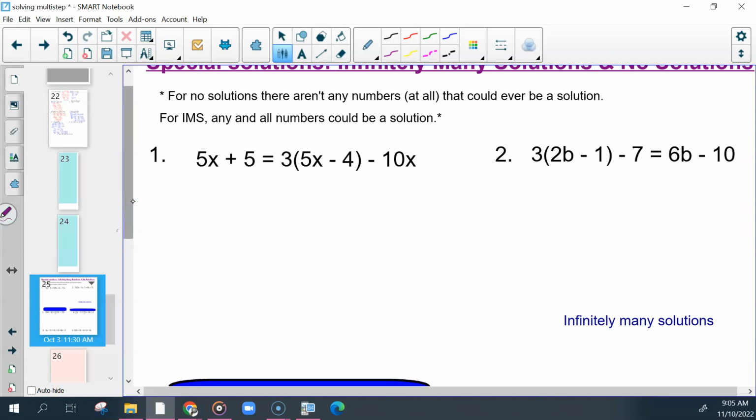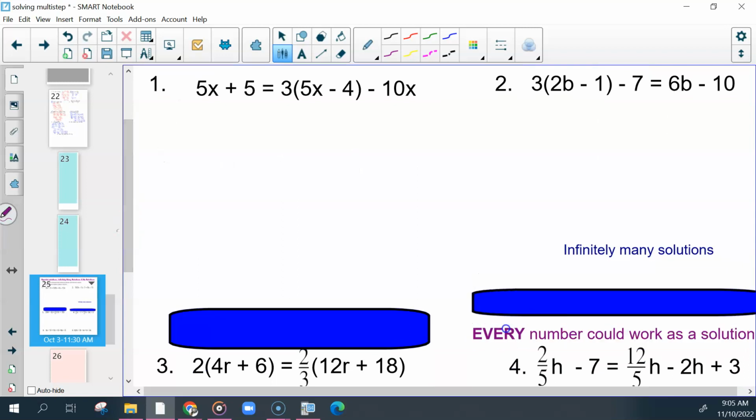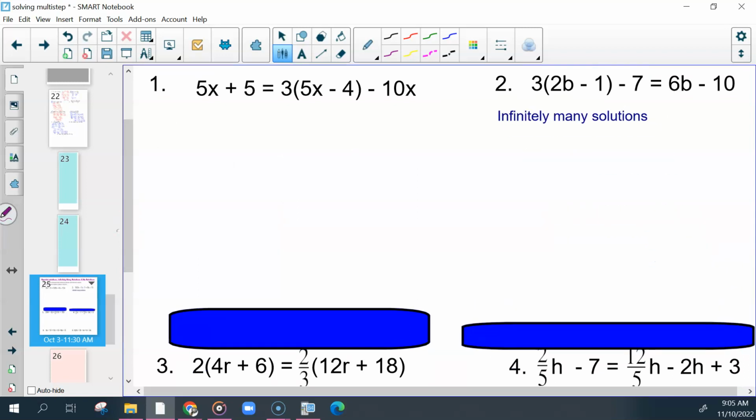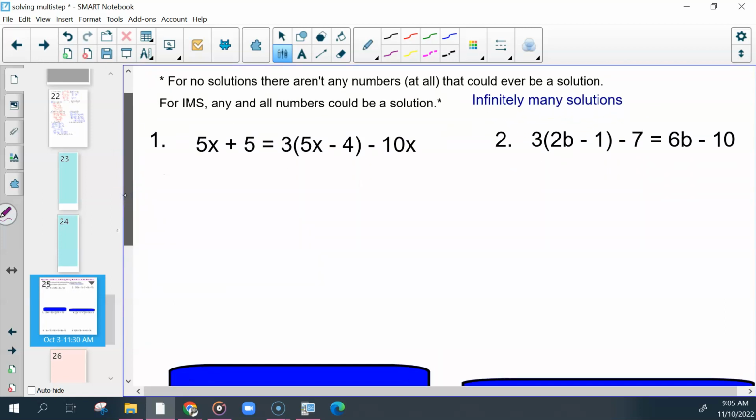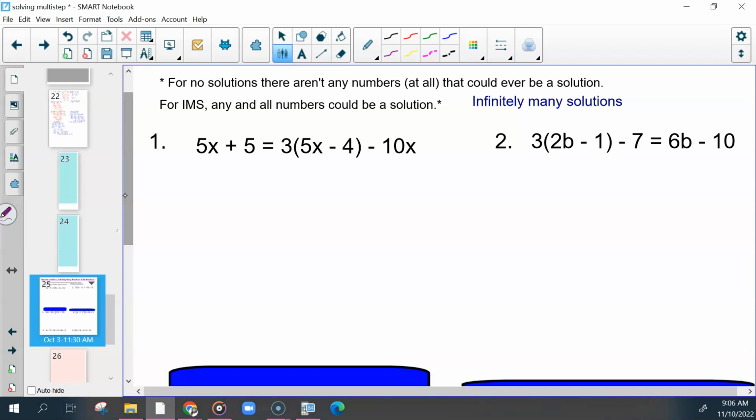This is a little different. So we're going to solve 1 and 2, and then see what happens. So for 1, start solving like normal. Distribute. What would we do next? Combine like terms on the same side, so just the 15x and the negative 10x on this side.